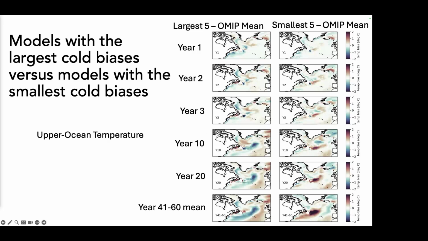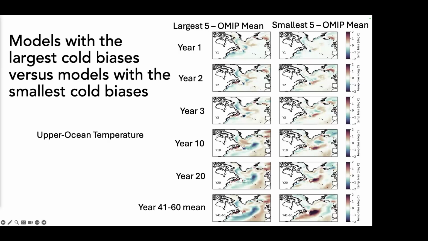You can see that in year 1, these 2 groups are for the most part similar. By year 2, you're starting to see some differences in the Labrador Sea that amplify by year 3. By year 10, you're seeing that these models are extra cold compared to these ones that are maybe not as bad. And by the time you get out to the end of this first cycle, you can see that these models are warm relative to the ensemble mean, and these models have this big cold area.